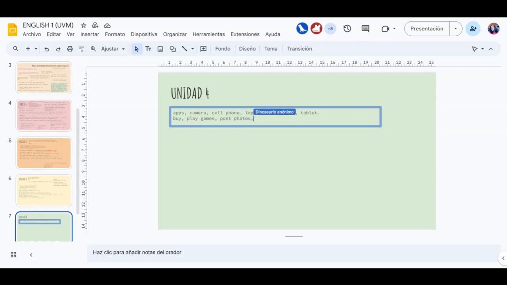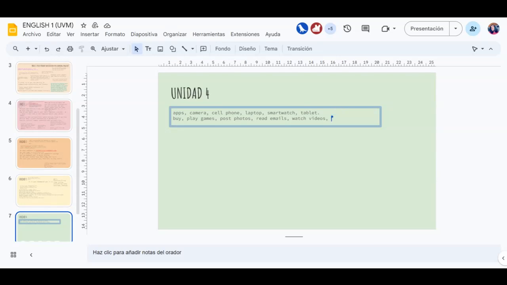Expensive. Expensive is a verb. Nice, bad. That's a verb. Expensive, cheap, nice, and bad. Are they verbs? Oh no, they are adjectives. Adjectives, exactly. I'm asking you for verbs. Buy, play games, post photos, read emails, watch videos.